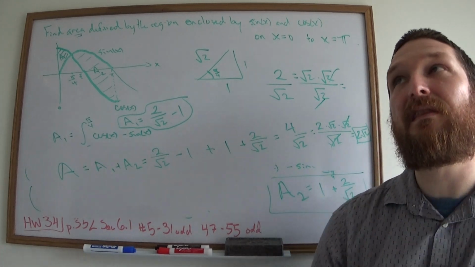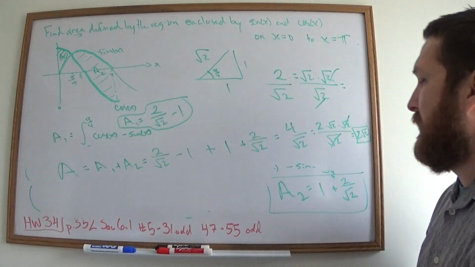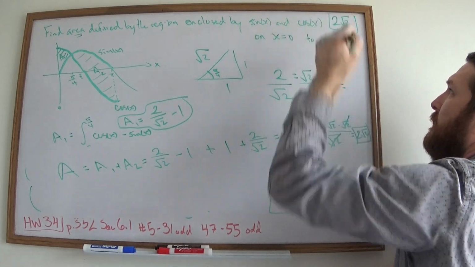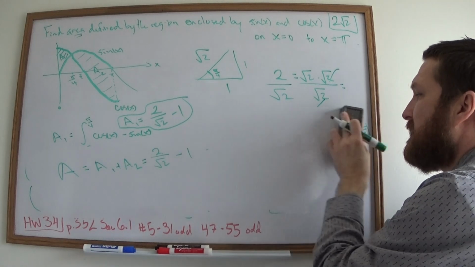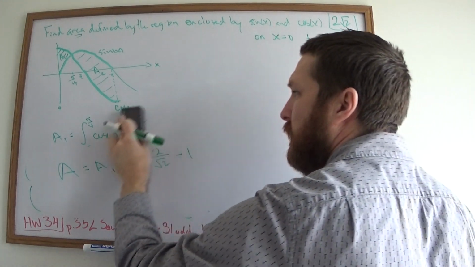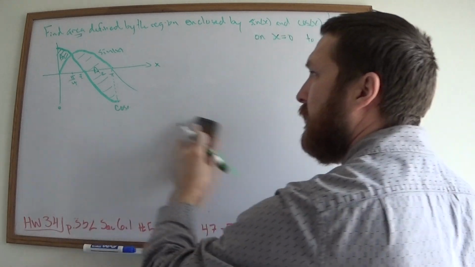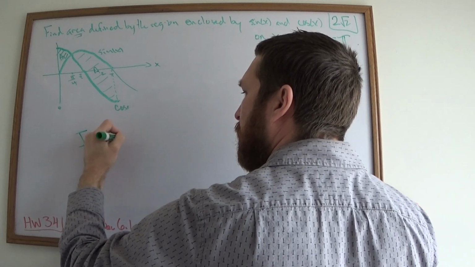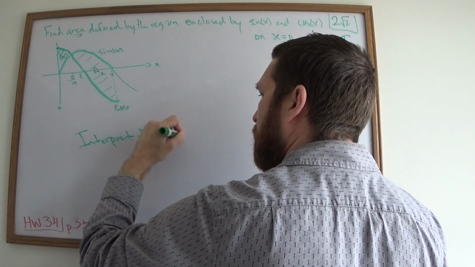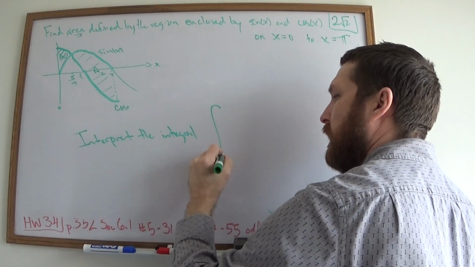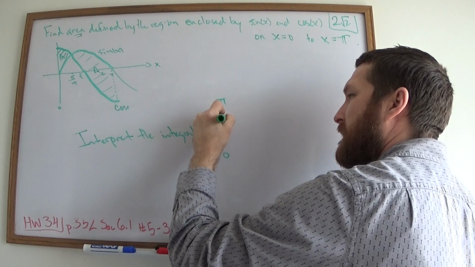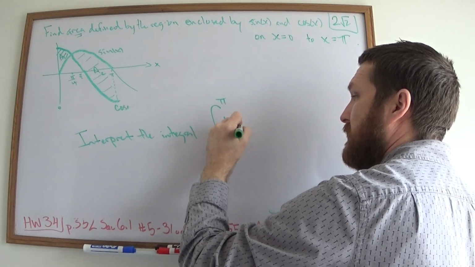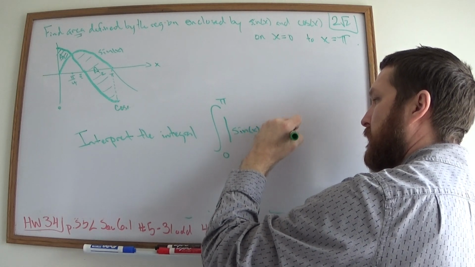Okay? Now, here's the thing, though. Check this out. So there you go, there's your answer. It's equal to 2 root 2. Ta-da! Now, this same problem could have been phrased in a different way. I could have said, interpret the integral from 0 to pi of the absolute value of, and it doesn't matter which one, how about sine x minus cosine x?